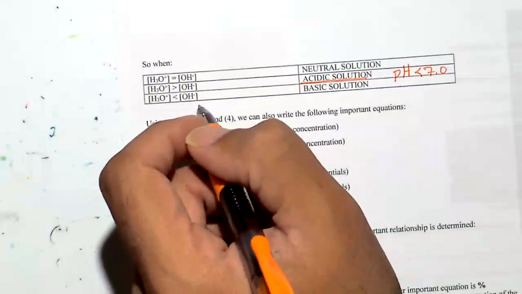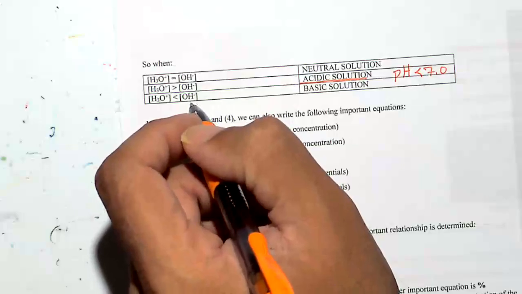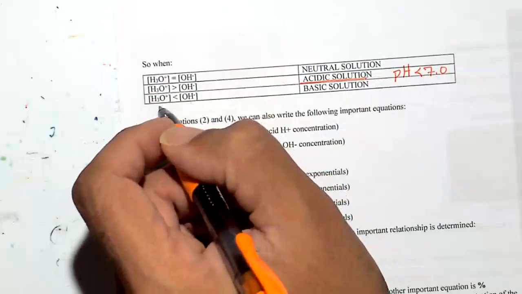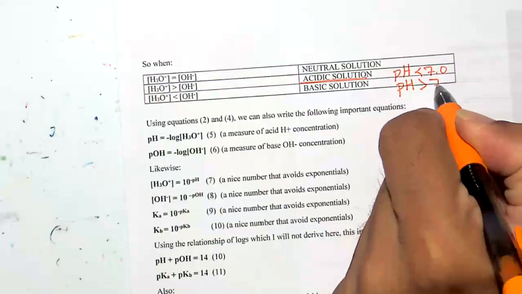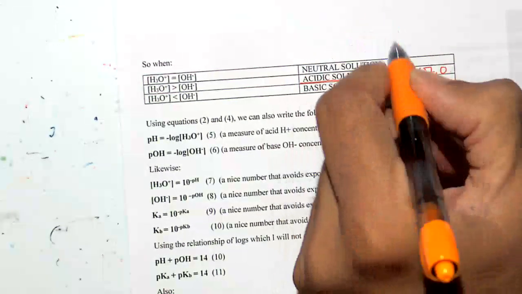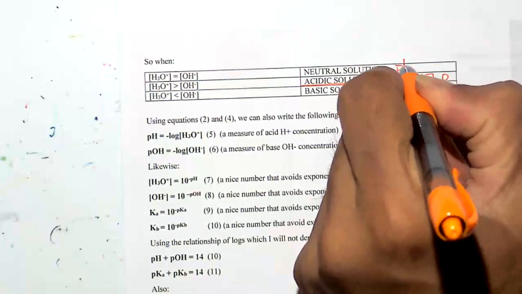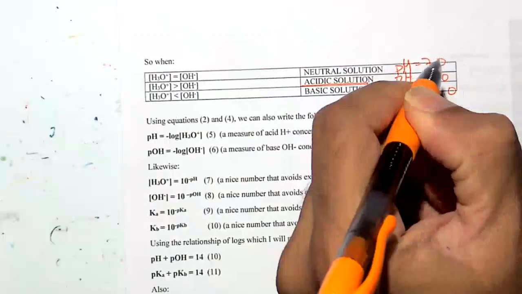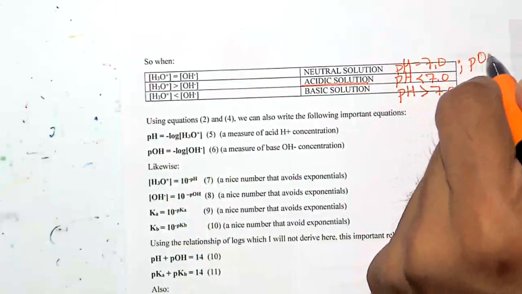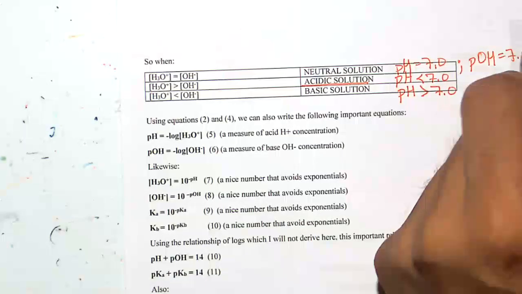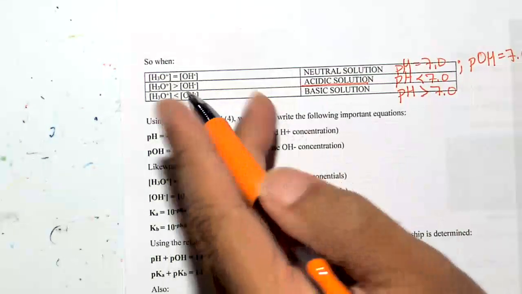What about the opposite situation where something is more basic? It's also called alkaline. When your OH minus concentration is greater than your H plus concentration, that's basic, and the pH would be greater than 7. If the concentrations of acid and base are equal, the pH would be 7. What about pOH? In a neutral solution, the pOH would also be 7, because pH plus pOH is equal to 14.